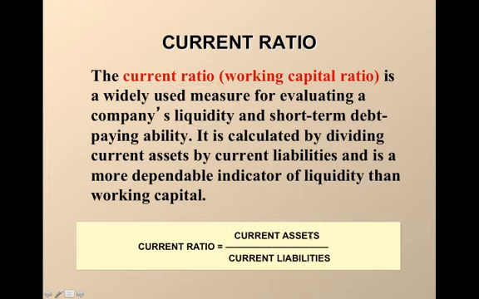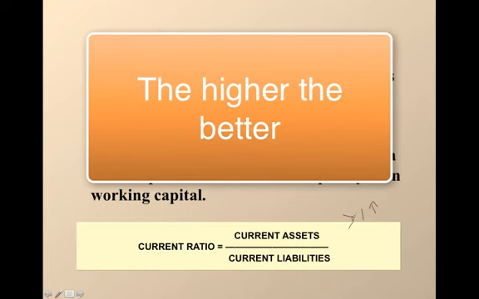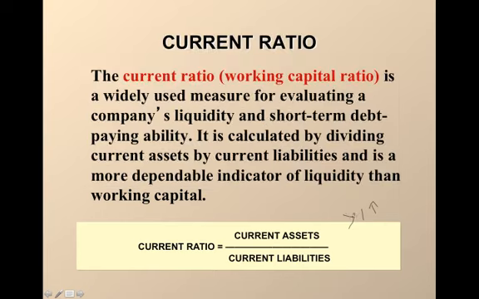If this number is greater than 1, that means you have more assets than liabilities and you could pay off, generally speaking. So the higher this number gets, the better. And different industries have different standards for these ratios. So I can't tell you what a good number is offhand, but generally speaking, the higher, the better.